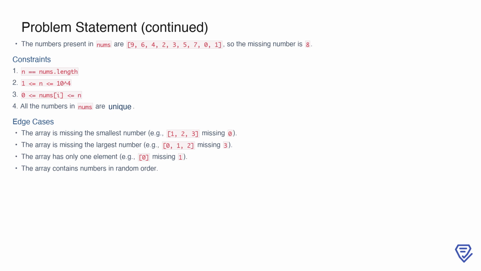To summarize, the constraints for this problem are that the length of the array nums is equal to n, with n ranging from 1 to 10^4. Every number in the array is unique and falls within the range 0 to n. Be mindful of edge cases, such as when the smallest number 0 is missing, or when the largest number n is missing. Arrays with only one element or numbers in a random order are also important to consider.